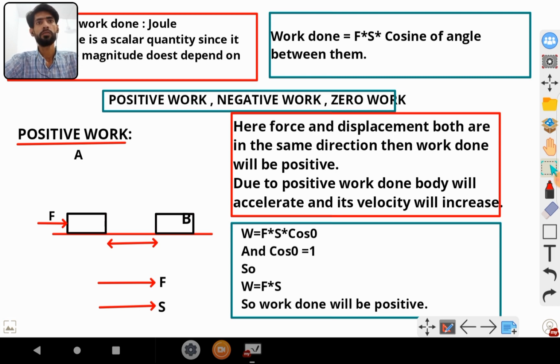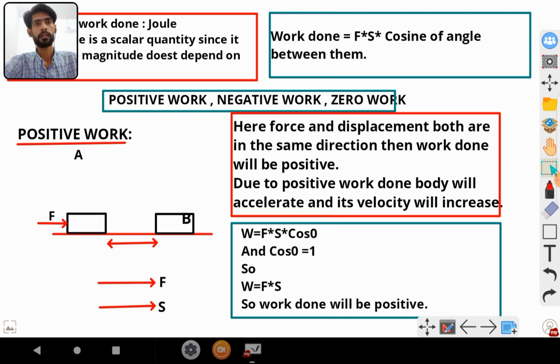Now the unit of work done is joule. Since it's a scalar quantity, it only has magnitude, and it doesn't depend upon the path of the displacement. We can say that work done is equal to force into displacement into cosine of the angle between them. Since a force is at an angle to the displacement, work done equals force into displacement into cos of the angle between force and displacement.